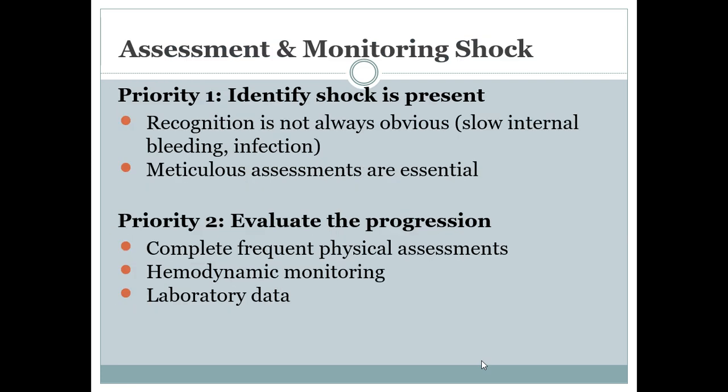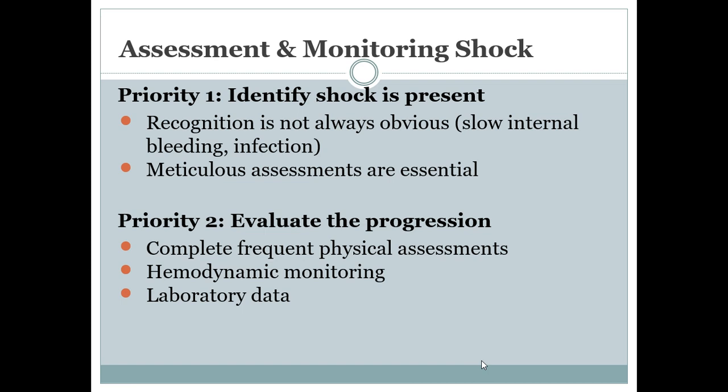So how are we going to assess and monitor these patients? Priority number one is to identify that shock is present. Recognition is not always obvious. You might have something else going on like slow internal bleeding, sort of a non-identifiable infection. But meticulous assessments are very essential. Pay close attention to any subtle changes with your patients.